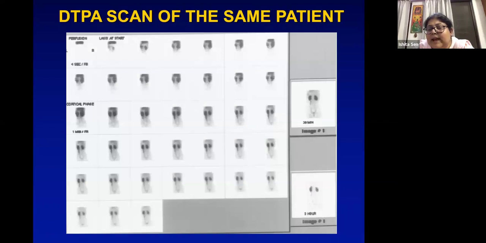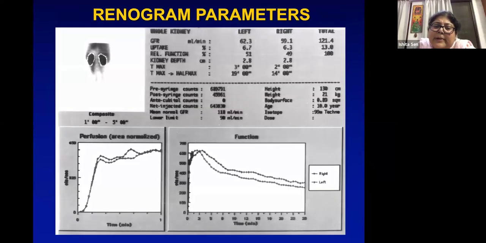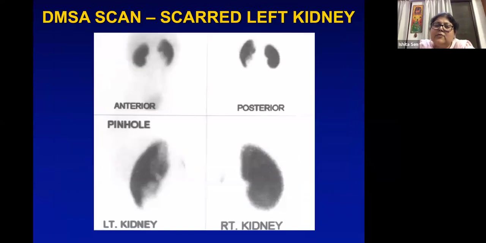The DTPA scan of both the kidneys of the same patient, and you find that this patient has the left kidney relatively poorer functioning as compared to the right kidney. And here you see on the DMSA scan, there is a scarring which is seen in the left kidney.